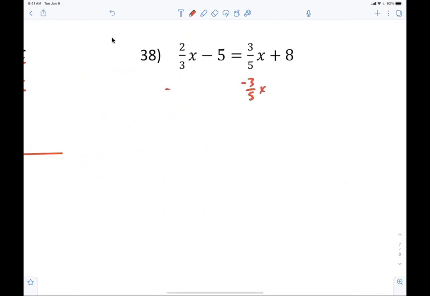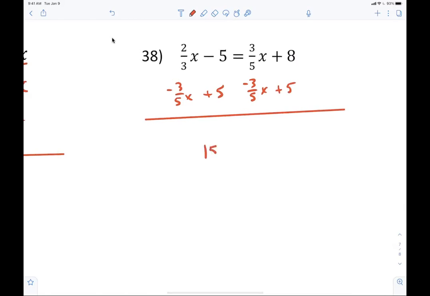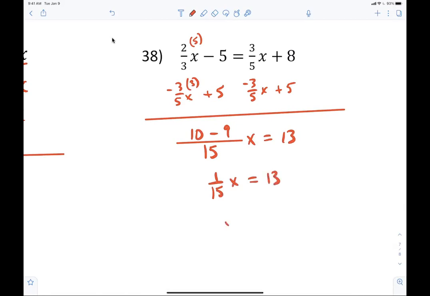Subtract 3/5 x, subtract 3/5 x, adding 5, adding 5. So again, common denominator is 15. So multiply the first one by what? 5, and the second one by 3. So I have 10 minus 9 equals 13. 1/15 x equals 13. So x equals 150 plus 45, right? 195. Everybody good with that? Anybody? All right, let's keep going.